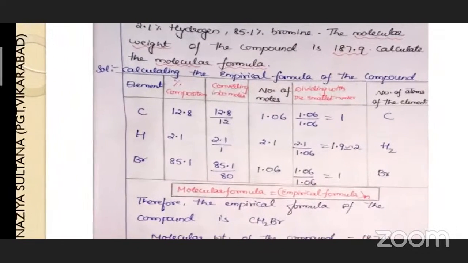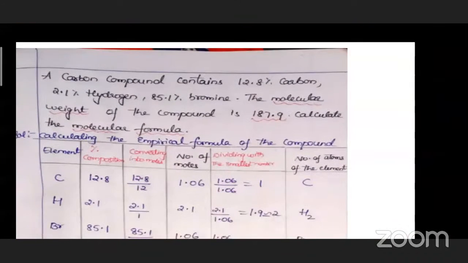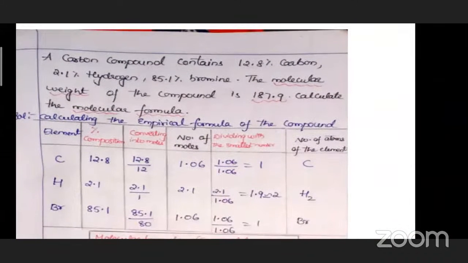See here, I have given you a very simple question. A carbon compound contains 12.8% of carbon, 2.1% of hydrogen, and 85.1% of bromine. The molecular weight of the compound is 187.9. Calculate the molecular formula. So better draw a box like this and do it. It would be very easy for you.